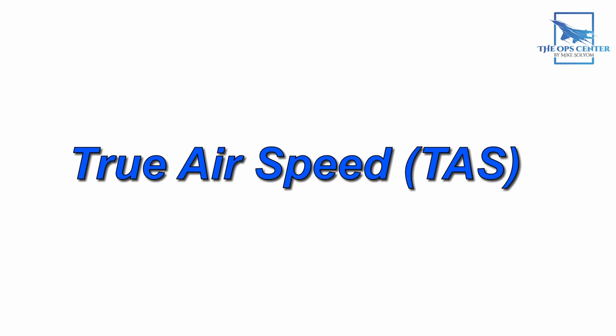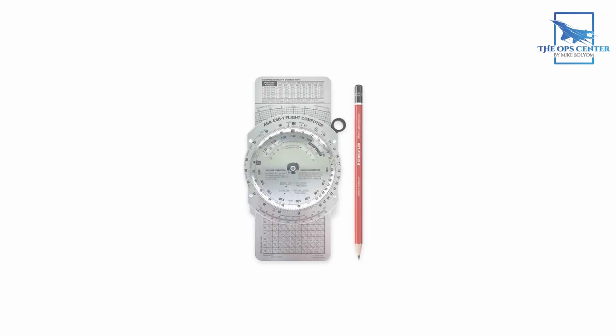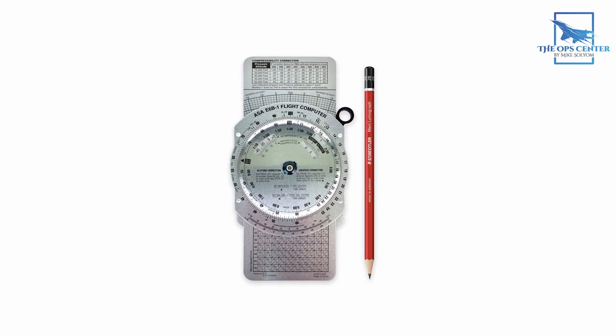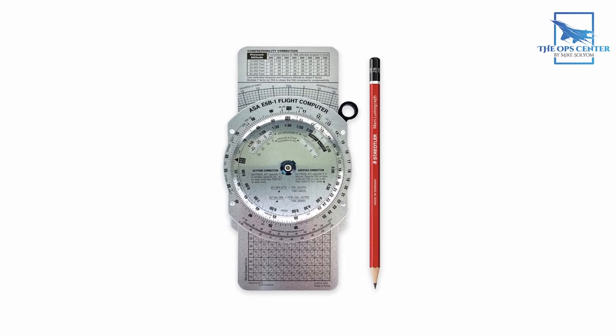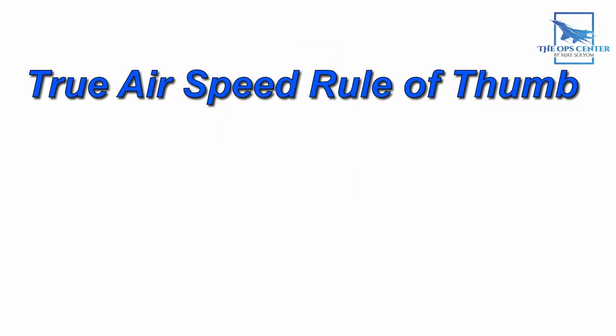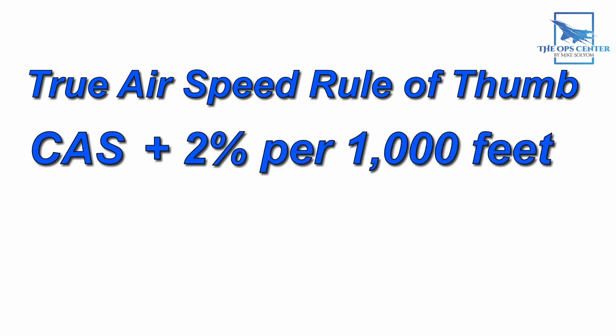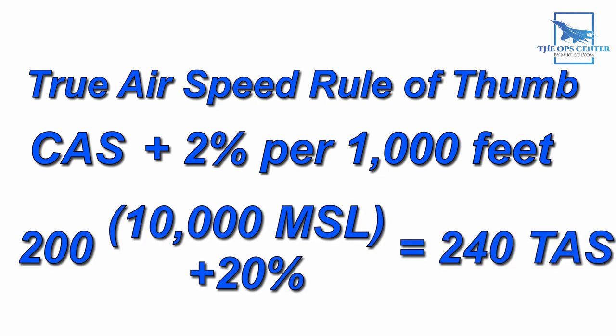There's no direct way to measure true airspeed, so it has to be calculated. A pilot can use one of these E6B calculators to do it by hand, but nowadays there are air data computers built into the aircraft that do it automatically. There's also a rule of thumb that will get you close to true airspeed. Take the calibrated airspeed and then add 2% for every 1,000 feet of altitude. So with an airspeed of 200 shown and an altitude of 10,000 feet, the true airspeed would be about 240.